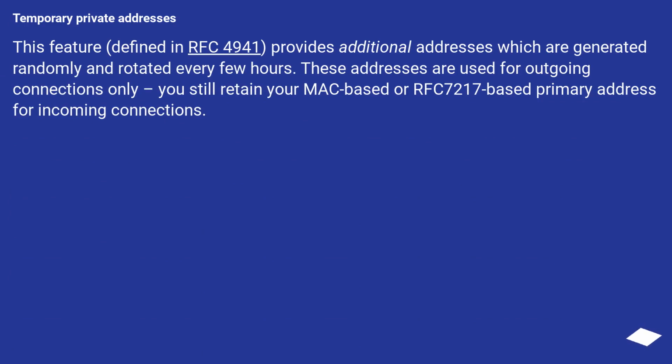Temporary private addresses. This feature, defined in RFC 4941, provides additional addresses which are generated randomly and rotated every few hours. These addresses are used for outgoing connections only. You still retain your MAC-based or RFC 7217-based primary address for incoming connections.